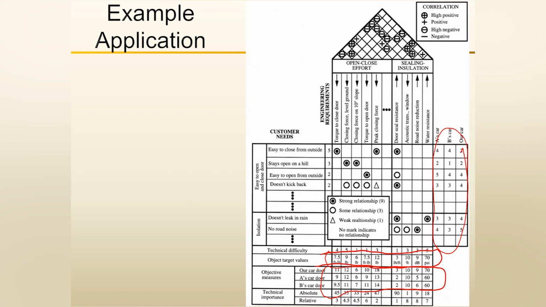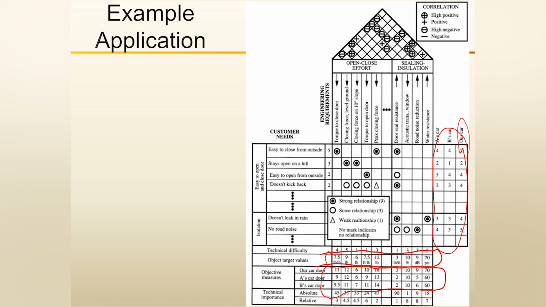And so here's an example. So torque to close door. So you can look at the qualitative benchmarking, you see that the two competitors did pretty good on a 1 to 5 scale. They got 4 out of 5, whereas the existing car, our car, did rather poorly. It got a 2 out of 5.